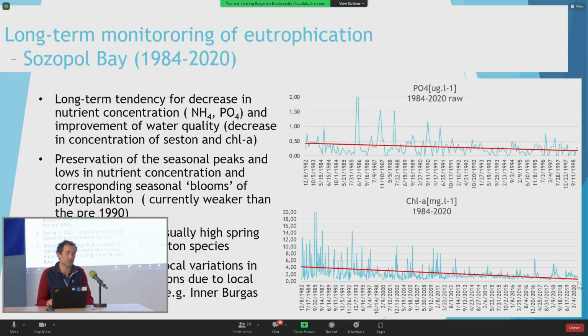Of course, we have these seasonal peaks and lows in the productivity of the waters. And one interesting aspect, which I don't have here as a graph, is that in the spring of 2022, we had an unusually high spring bloom of phytoplankton, which was visible by probably everyone who works and lives here. A very important result is that there are strong variations in the coastal water quality due to local pressures and sources of pollution and nutrient inputs, especially in the inner Burgas Bay, near the wetlands around Burgas.